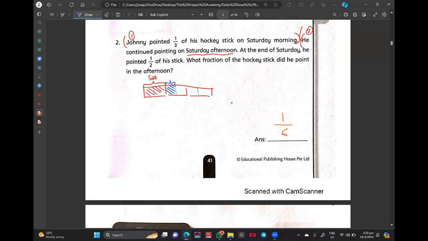All right. In fact, over here, I would just put Saturday afternoon, SA. This one I'll put Saturday morning, SM. Does that make sense to you?